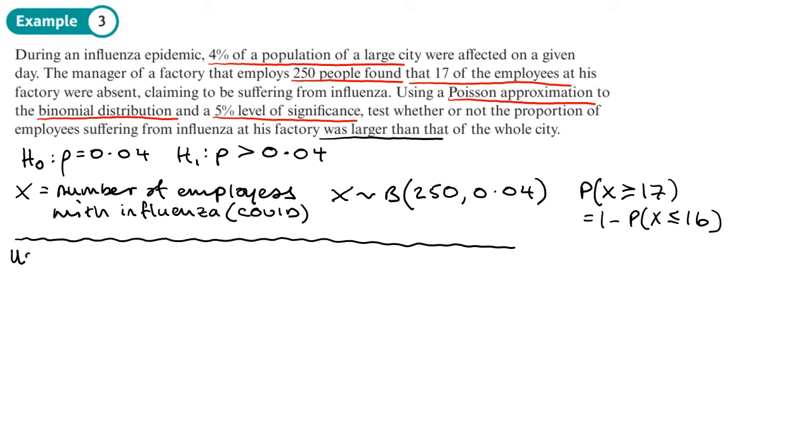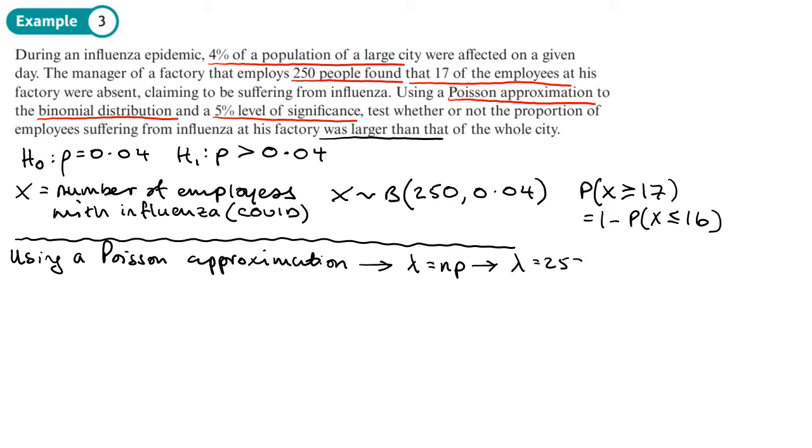Okay, so using a Poisson approximation. So remember, with a Poisson approximation, the mean is equal to n times p. So we're going to choose a value of lambda of 250 times 0.04. So 250 times 0.04 gives me 10.